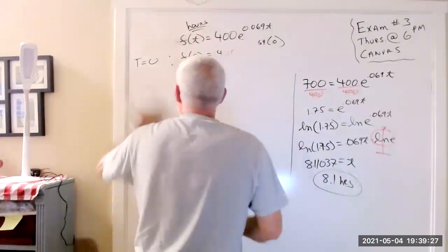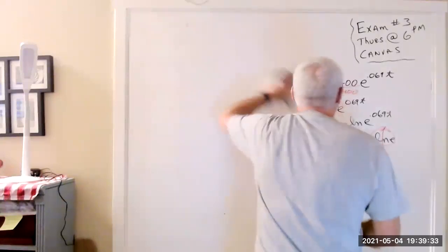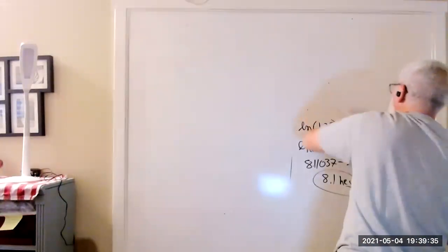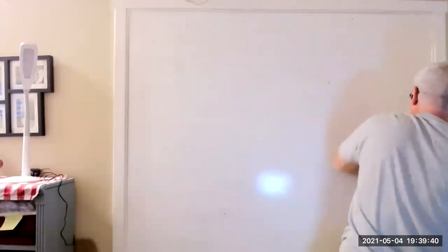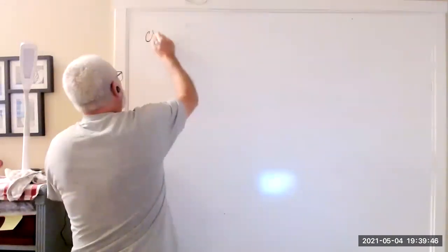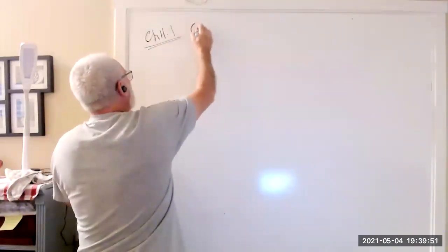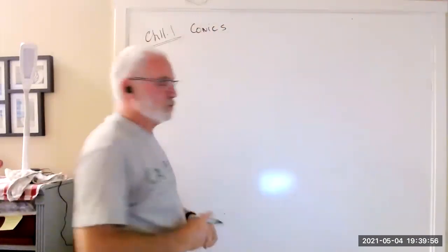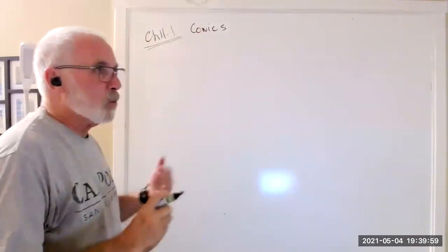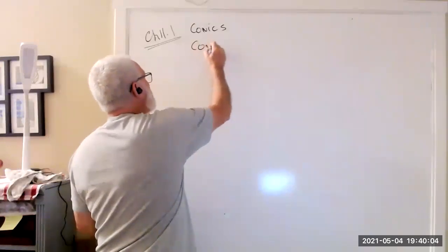All right, we're going to get into chapter 11. Here we go. Chapter 11.1. The title for chapter 11 is called Conics. I'll try to explain a little bit later why it's called that. But basically, the root word is cone.